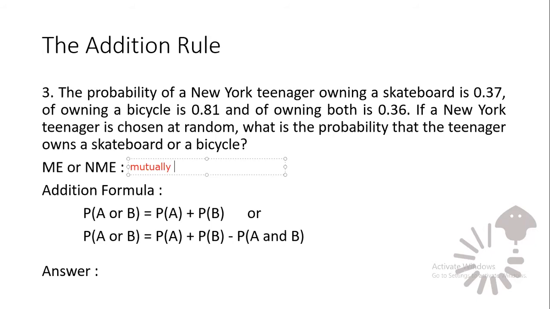So what are the events? The event of having a skateboard, and the other is owning a bicycle. Is there a chance that they happen at the same time? Is there common ground, that a teenager owns a skateboard and also a bicycle? Is there? None.